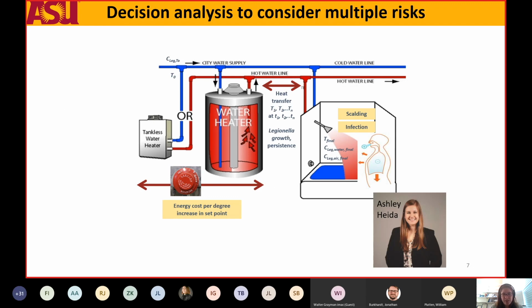So I have to highlight here in developing these three different submodels for our larger decision analysis model, my PhD student Ashley Haida is working on this, and this is really a wonderful effort on her part, so credit is due to her.